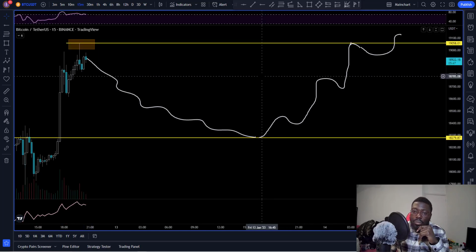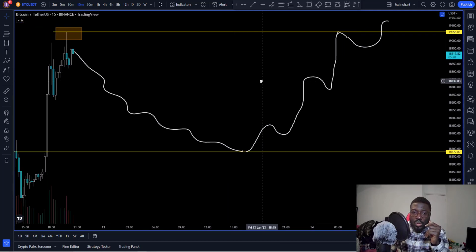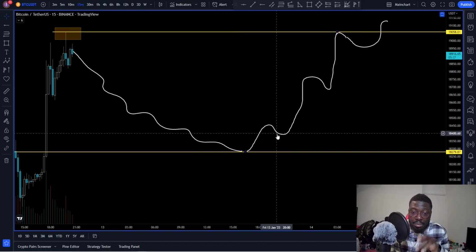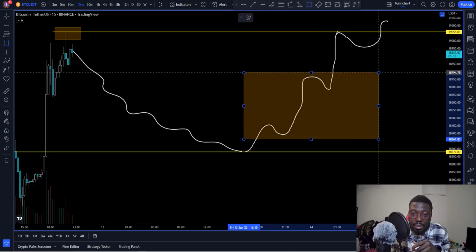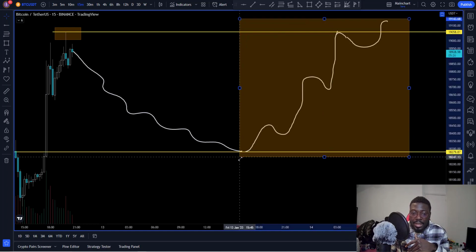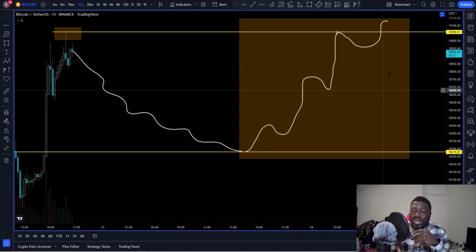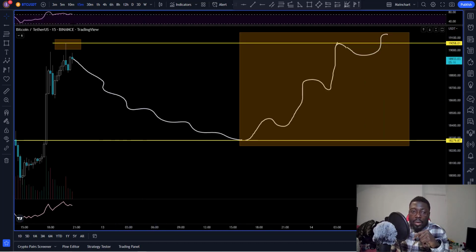And another thing you will also need to confirm your swing failure pattern is this particular move right here. You could as well look at your RSI, which is the relative strength index. The RSI is going to show you the strength of this move, and if you look at the RSI for this move, you want to see a lower high on RSI.